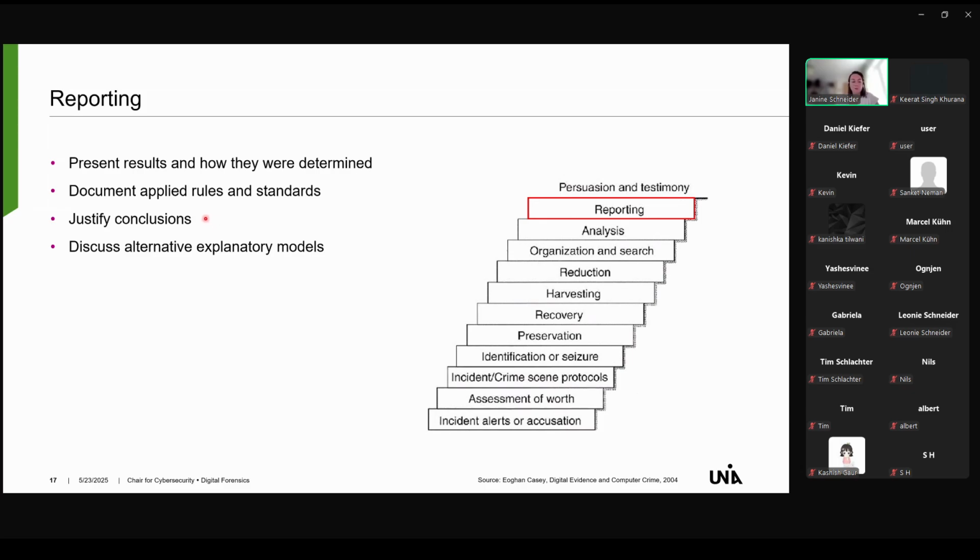For example, if you say something like, that timestamp means that the file was created before another file, then you have to justify your conclusion there. And of course, also alternative explanatory models have to be discussed. For example, this trace could also mean that malware was involved and the suspect actually didn't download the file, something like that.